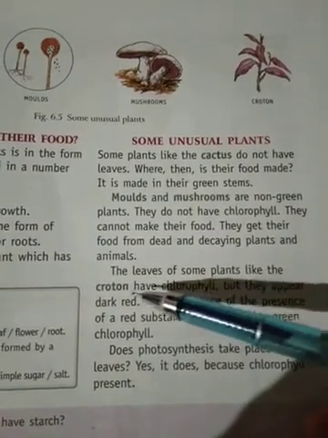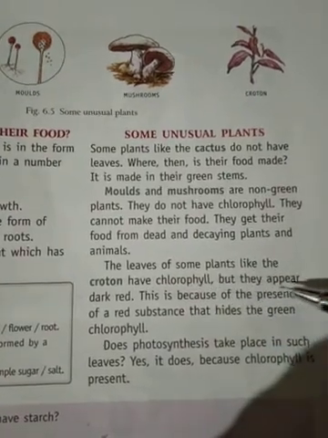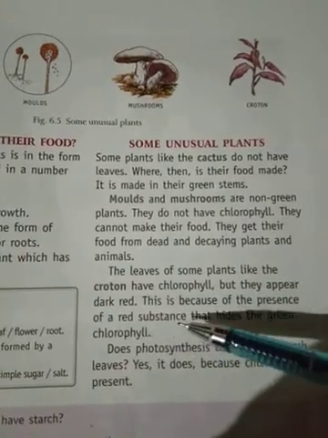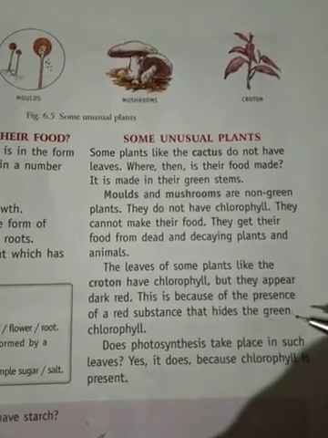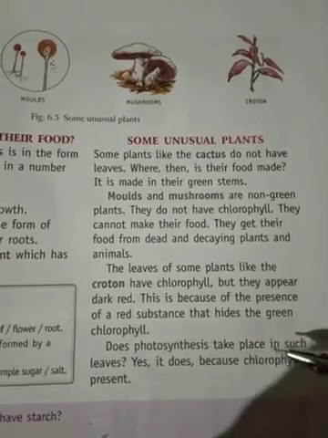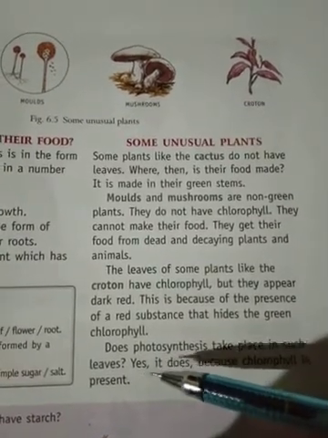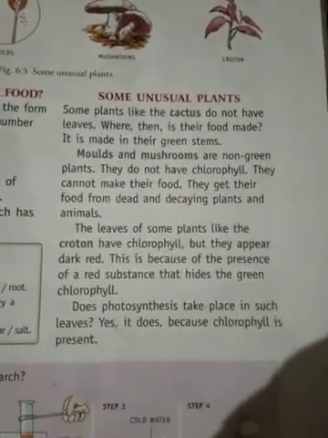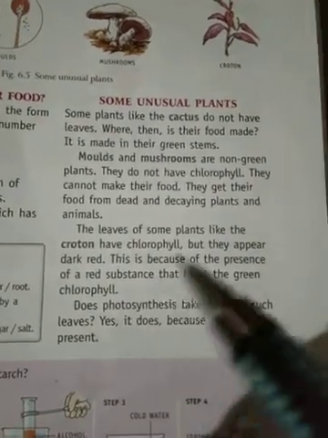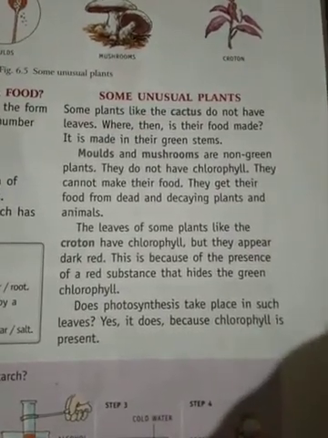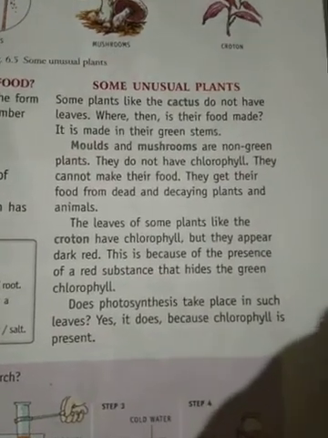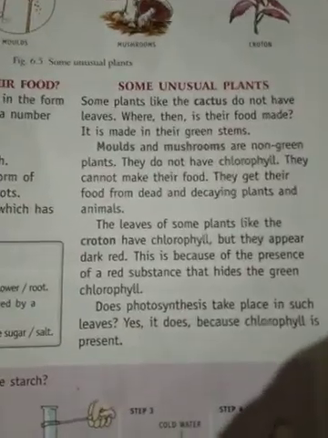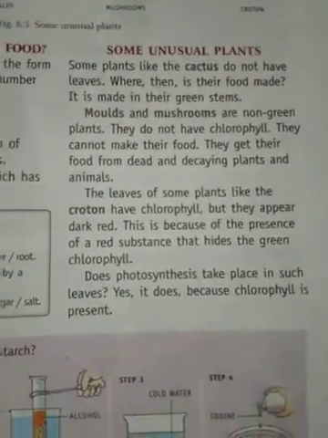See, these leaves like croton have chlorophyll, but they appear dark red. This is because of the presence of a red substance, as I told you, that hides the green chlorophyll. Does photosynthesis take place in such leaves? Of course yes, it does, because chlorophyll is present. So chlorophyll is responsible for preparing food. Since in these croton plants chlorophyll is present, it is quite capable of preparing food inside the leaves, right? I think all doubts have been cleared.